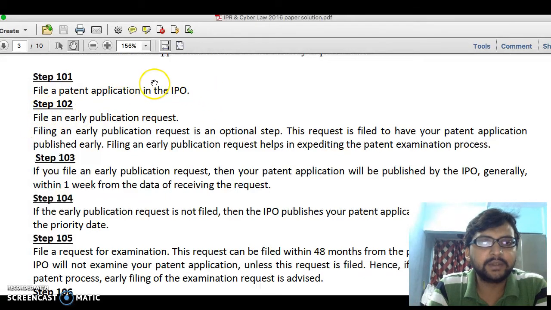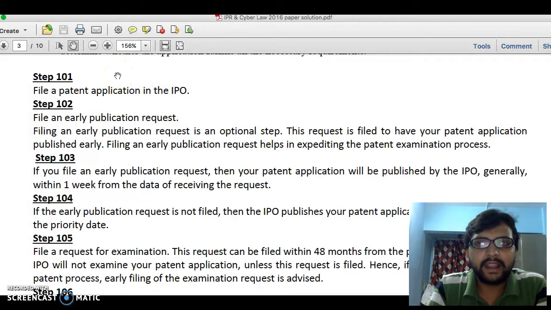Once we file this, as we know, it takes a lot of time. It is a very tedious task. If you want this process to be faster, for example if Samsung or iPhone need to launch a new product in the next 6 months or in the next 1 year, then they need to go for an early publication request. Remember, go for early publication request.